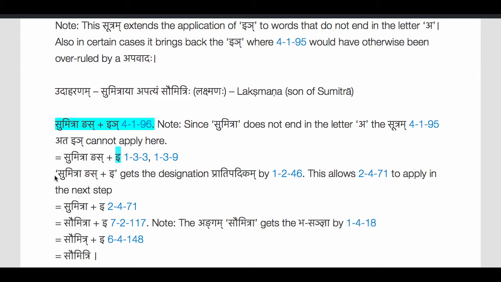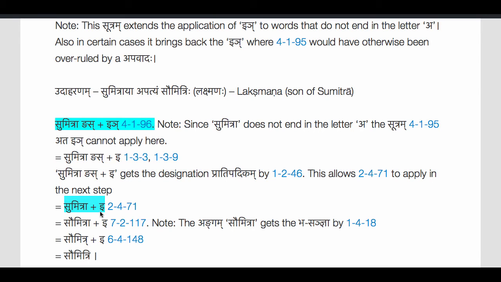Now Sumitrā nyas plus e gets the designation Pratipadikam by 1.2.46 Krit Tadhita Samasascha, because we have a tadhita form here. That is why 1.2.46 applies. And then this allows us to apply 2.4.71 Supodhatu Pratipadikayo. In the next step, perform the luk elision on the affix yas, which is inside this Pratipadikam. So now we have Sumitrā plus E.